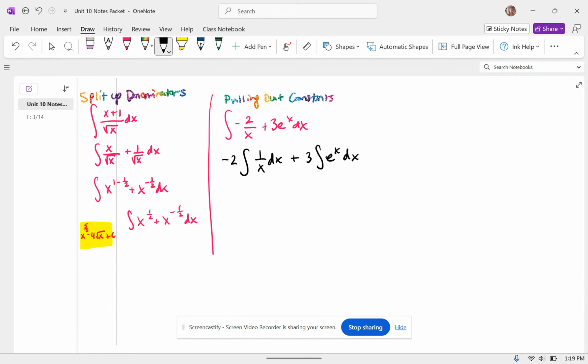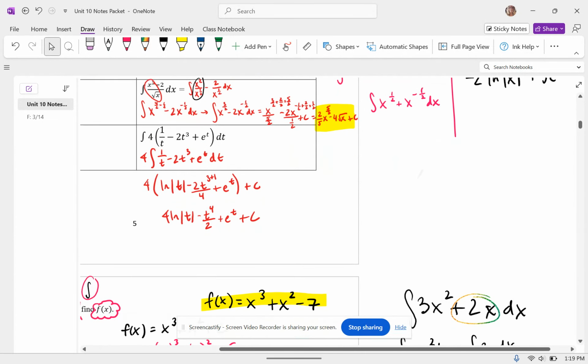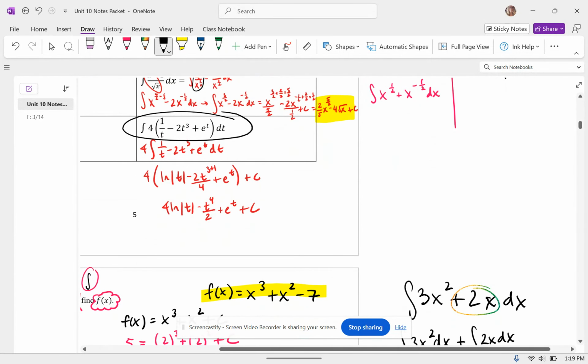Now this becomes way easy. You get negative 2 ln of the absolute value of x plus 3e to the x plus c. So that's pulling out constants. This one is also pulling out constants with an ln, so it's kind of the same thing, except in this case the 4 is multiplying everything in here, so I wouldn't split up each individual item in the integral. I would just pull a 4 out and then integrate the expression inside the way it is.